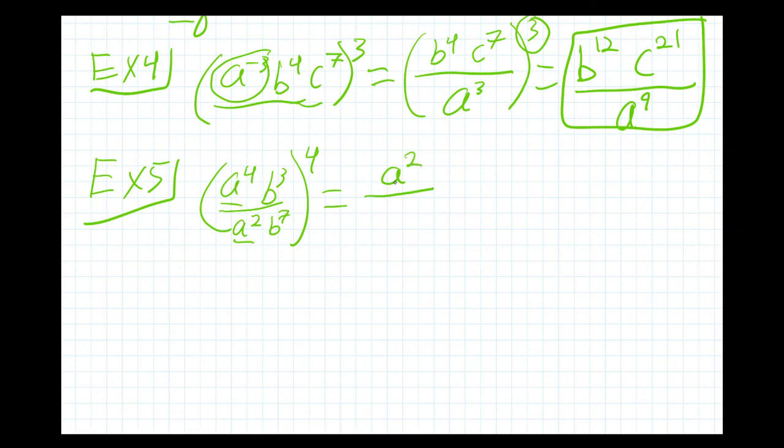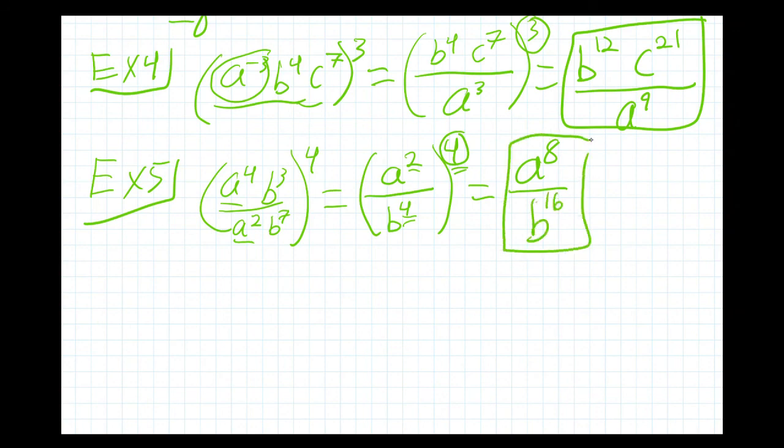Now, we have b to the third over b to the 7. We're going to take our bigger exponent, subtract it from our smaller one. So 7 minus 3 is 4. But that is going on the bottom because 7 is greater than 3. Now that is all still to the 4th power. And now that we're here, we multiply all of our exponents by 4. So we end up with 2 times 4 becomes 8. 4 times 4, that is becoming 16. So final answer here for example 5 is a to the 8th all over b to the 16th.